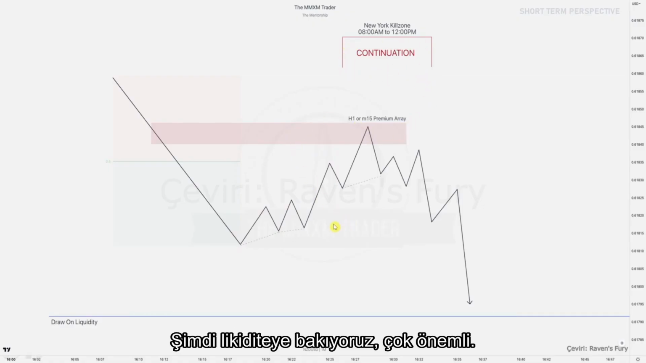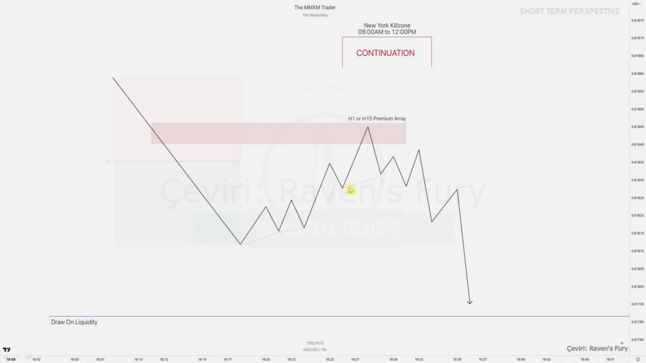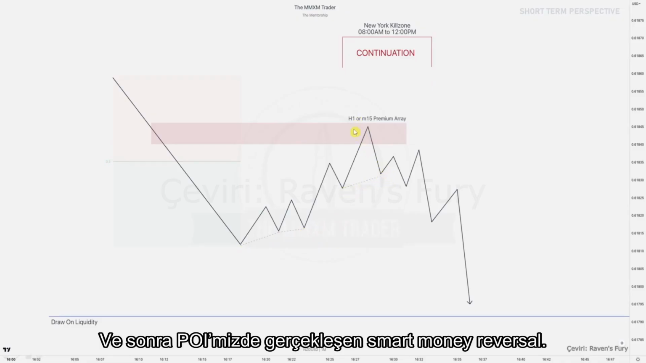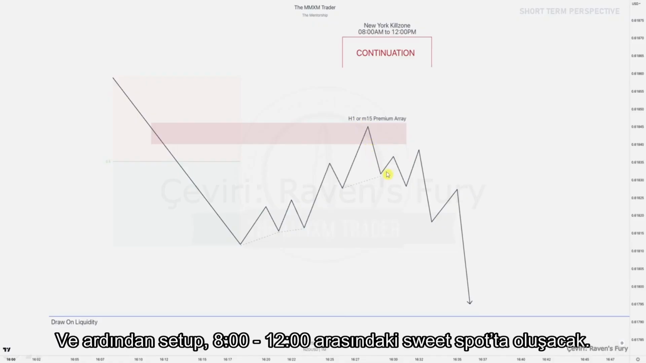Now, looking for liquidity, very important. We look for those failure swings, right? We can see those failure swings down here, another failure swing down here, and then that smart money reversal happening in our POI. That's what we wait for, and then the setup will form in our sweet spot from 8 a.m. to 12 p.m.